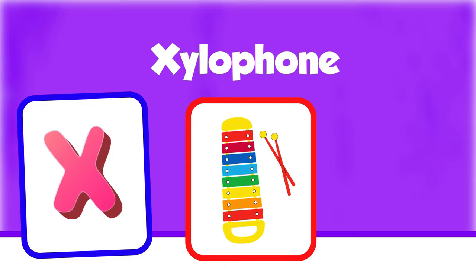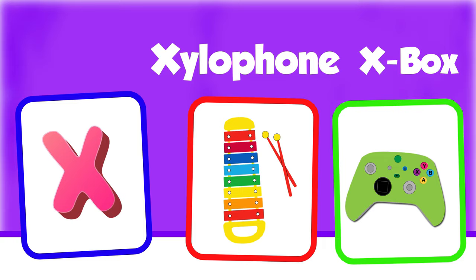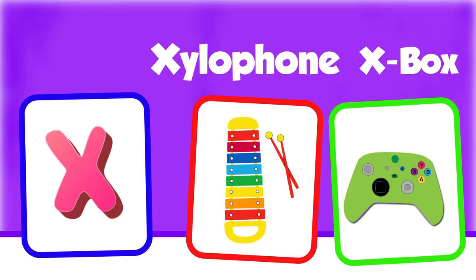X is for xylophone, z z xylophone. X is for Xbox, x x Xbox. X is for z z z z xylophone. X is for x x x x Xbox.